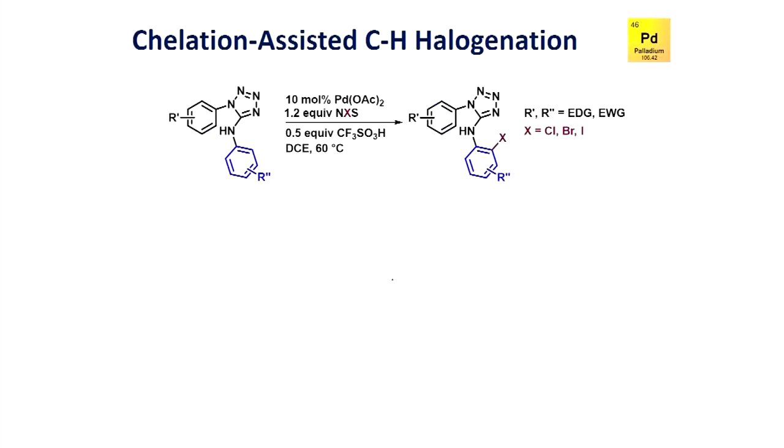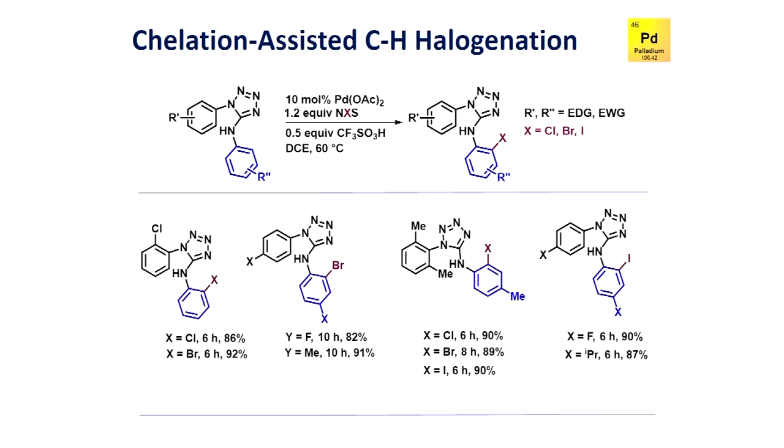Here is an example which has been developed in our group, one of the recent advances in this halogenation reaction. For example, for the same substrate, this aniline derivative, when you take N-halosuccinimide in the presence of trifluoromethanesulfonic acid at moderate temperature, you can try to do halogenation at the ortho position via CH activation. In this way, you can introduce Cl, Br, or iodine by reacting with N-chloro, N-bromo, or N-iodosuccinimide. You can introduce the halogen at the ortho position selectively.